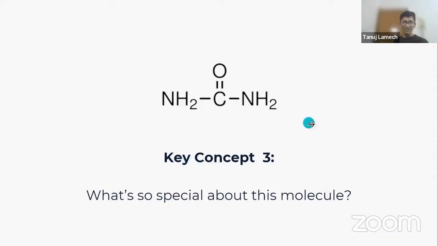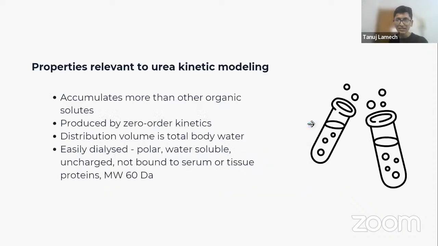So key concept number 3: what is so special about this molecule, urea? There are certain properties of urea which are relevant to urea kinetic modeling. Number 1, it accumulates more than any other organic solute. As we said, even when it goes to 180, 190, people are relatively asymptomatic. The fact that it accumulates so much itself shows that it is a mild toxin.